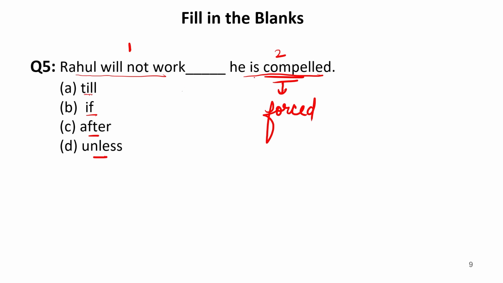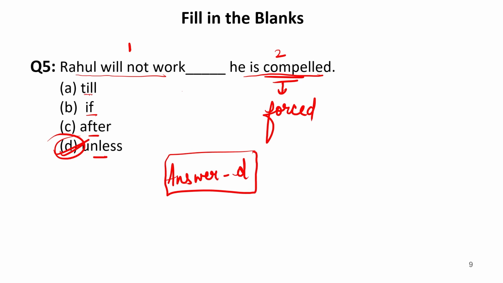Rahul will not work after he is compelled. Again, because if we compel someone, if we force someone, obviously he will work. So again, this word is not suitable. The last word unless is absolutely suitable. Now look at the sentence carefully. Rahul will not work unless he is compelled. He is compelled is such a situation that enables Rahul to do work. Therefore, unless is absolutely the correct conjunction over here. So our answer is D. D is the correct answer.